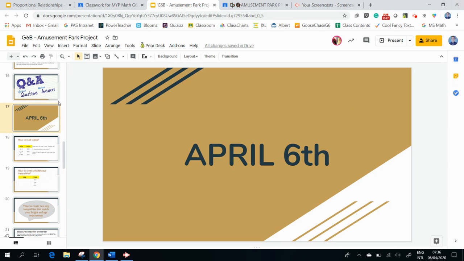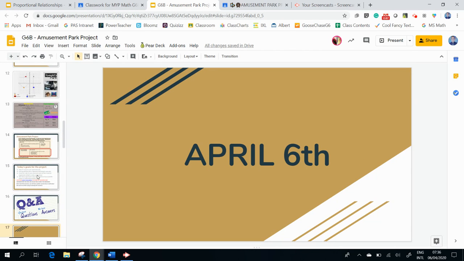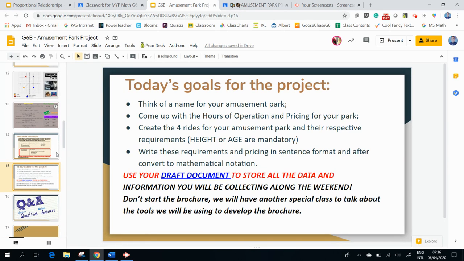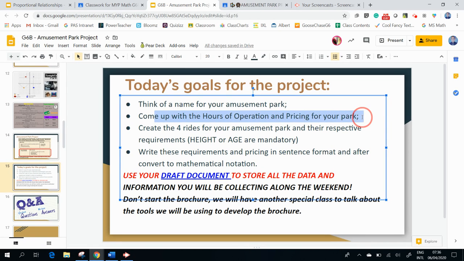Just as a reminder, we started last class. Your goal last class was to think of a name for your amusement park, come up with the hours of operation and pricing of your park, create the 4 rides for your amusement park and the respective requirements, either height or age. Then write these requirements and pricing in sentence format and after convert to mathematical notation. As I told you last class, you had to use your draft document to store all the data and information you will be collecting along the weekend.